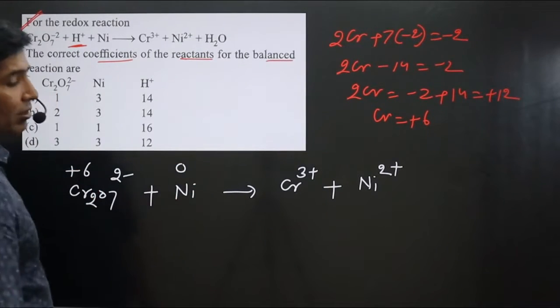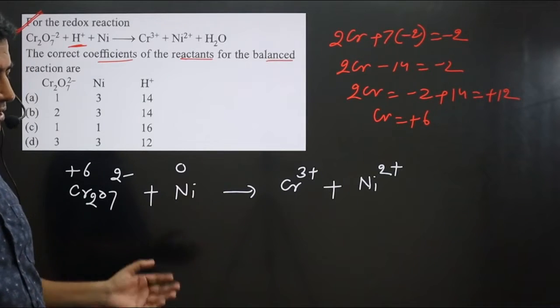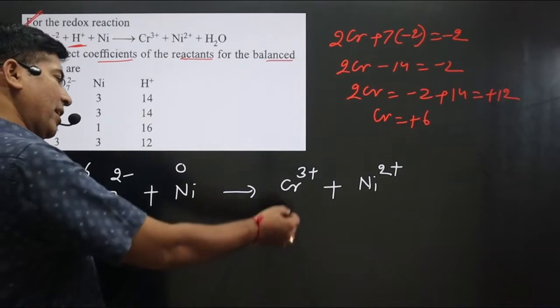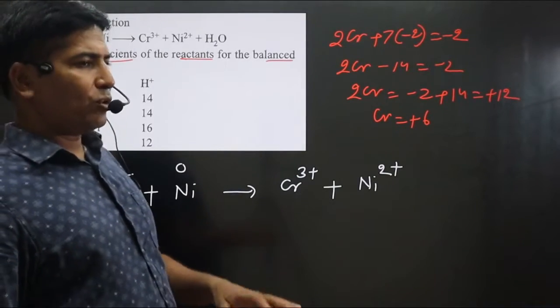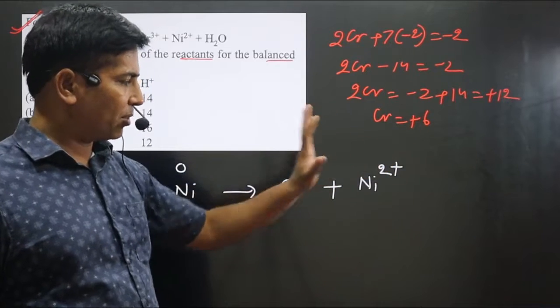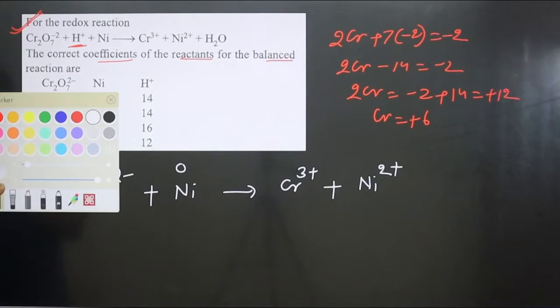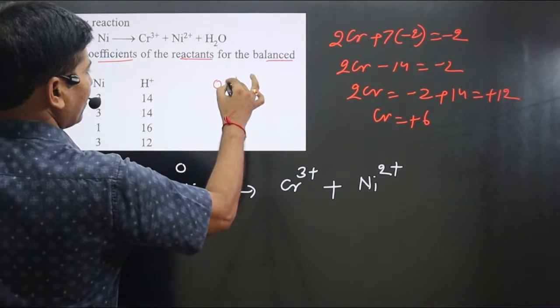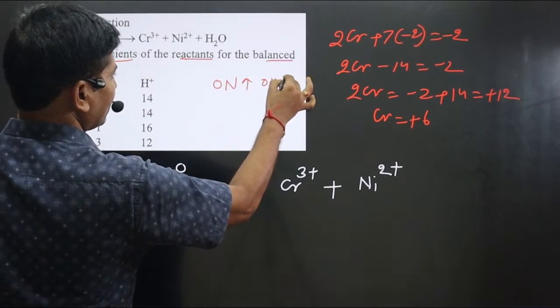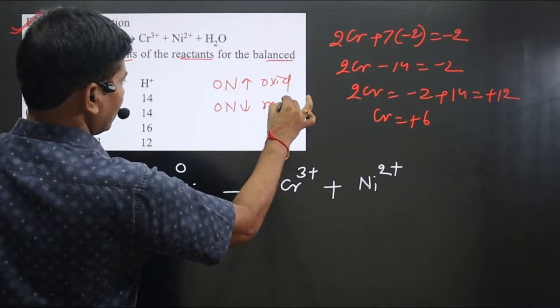Nickel is a neutral metal, a neutral element, so it will have 0 oxidation number. For a monoatomic ion, the charge is equal to its oxidation number, so plus 3 here. Here also it is monoatomic, so plus 2 is there. Always keep in mind that an increase in oxidation number is always an oxidation reaction, and a decrease in oxidation number is always a reduction reaction.